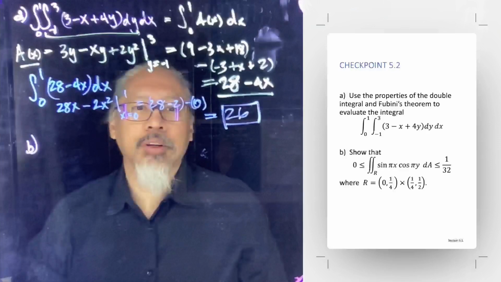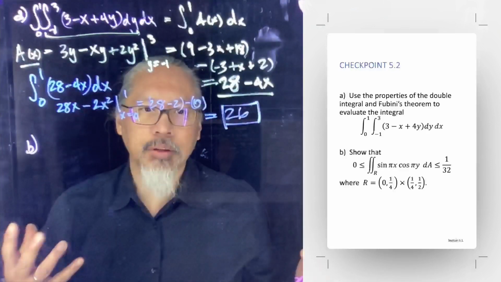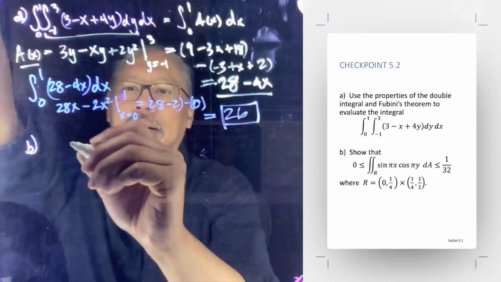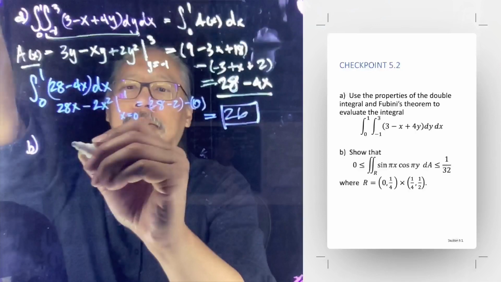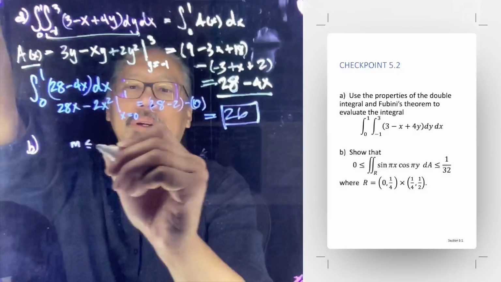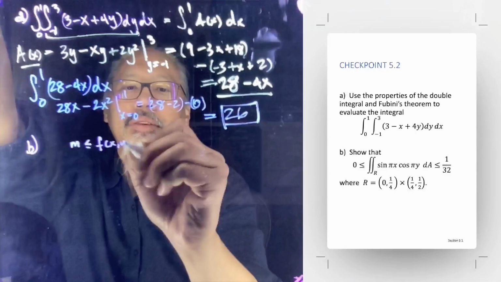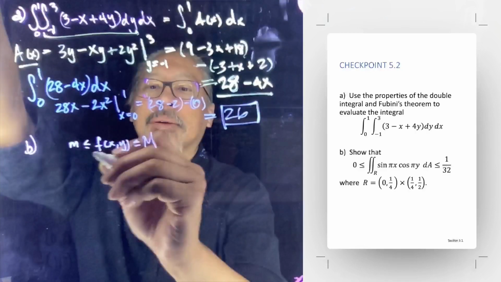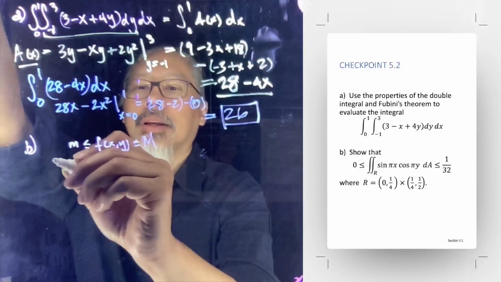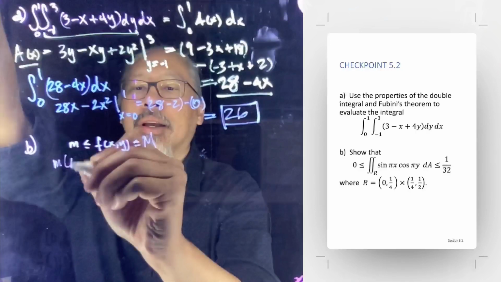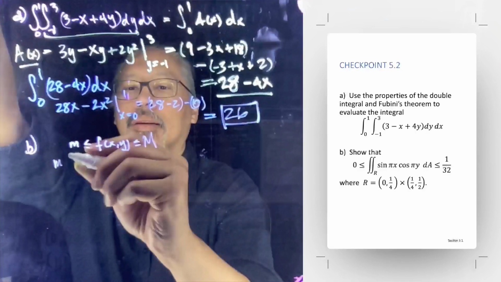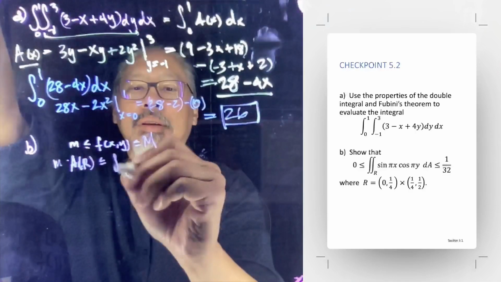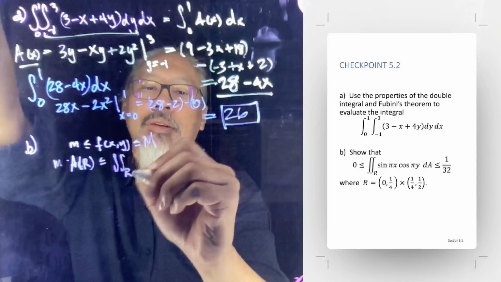Part 2, they want us to show that this double integral is between a couple of values. And so you have to remember the formula, I think, that they put. If some function f of x, y is between little m and big M, then the integral is bounded by little m times the area of the region, and big M times the area of the region, bounding that integral over the region.